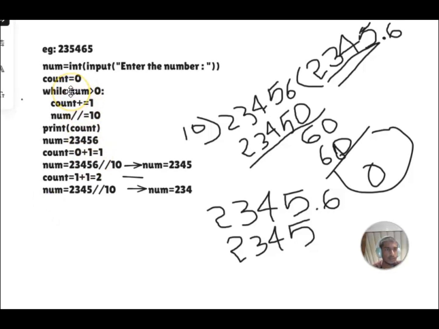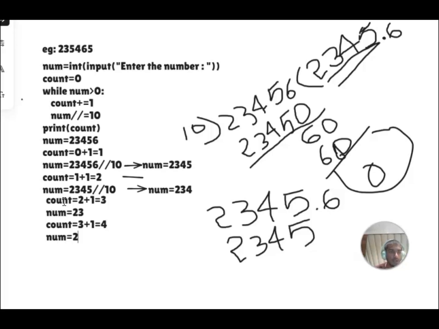And it checks the loop condition. It's going to be true. Again, it's going to count 2 plus 1, and it's going to count to 3. So num again becomes 2, 3 this time. So it's going to check the while loop again. It's going to be true. So the count becomes 3 plus 1, becomes 4, and the num becomes 2.